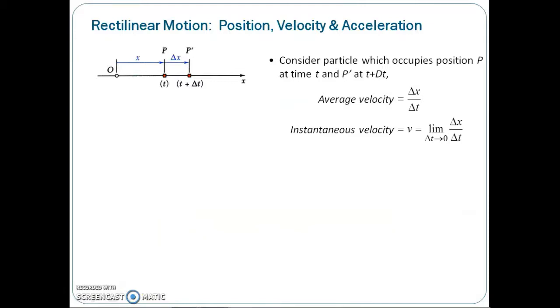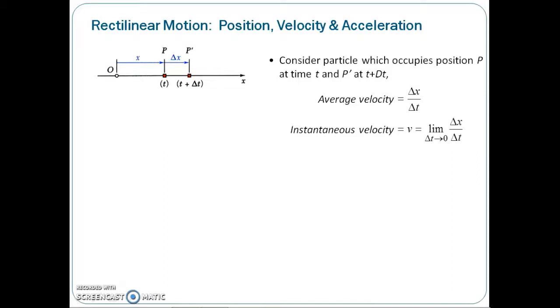Consider the position P occupied by the particle at time t and the corresponding coordinate x. Consider also the position P prime occupied by the particle at a later time t plus delta t. The position coordinate of P prime can be obtained by adding to the coordinate x of P the small displacement delta x, which will be positive or negative according to whether P prime is to the right or to the left of P.